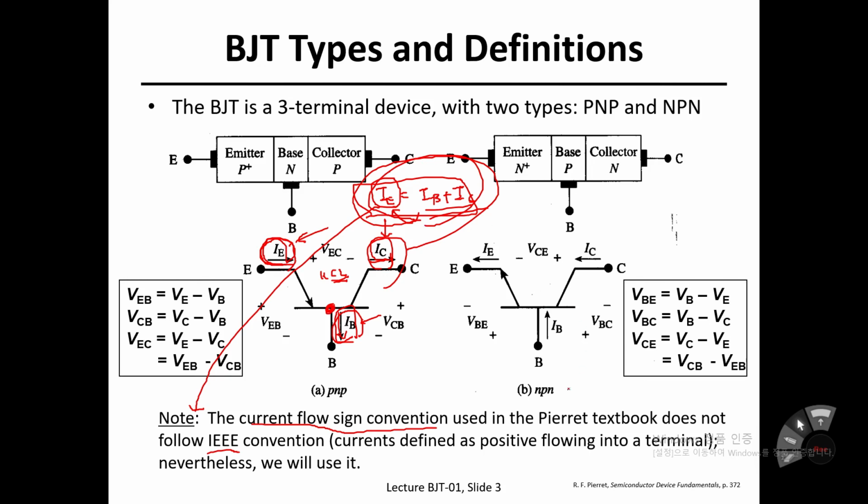And what about the NPN BJT? Now, herein, collector current is an input current, and IB is also an input current, okay? And IE is an output current. Okay, so you can build up this equation by using Kirchhoff current law. All right, that's all for the BJT types. Two types, PNP and NPN, and the definitions for voltage and current components in BJT.